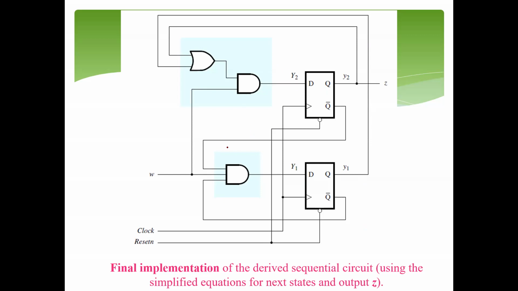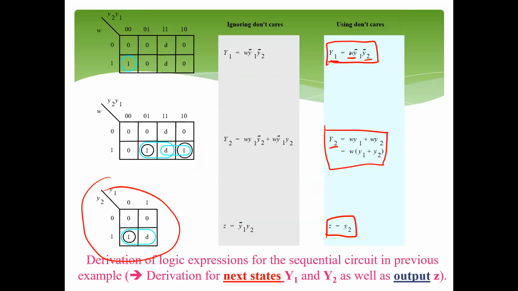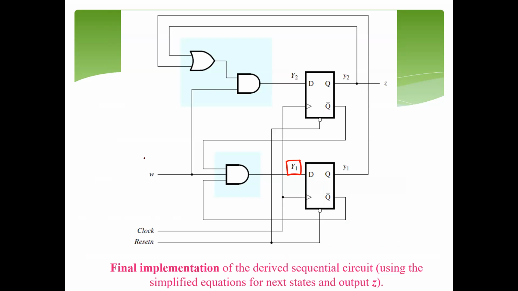For example, if you want to check the values, let's say the next state equation for Y1 was W Y1 bar Y2 bar. So you take W, you take Y1 bar, which is coming from here, and you take Y2 bar, which is coming from here. Okay, this will give you the value of capital Y1. We used to call it D1, and this is D2, but here we will call it capital Y for the next state and small y for the current state.